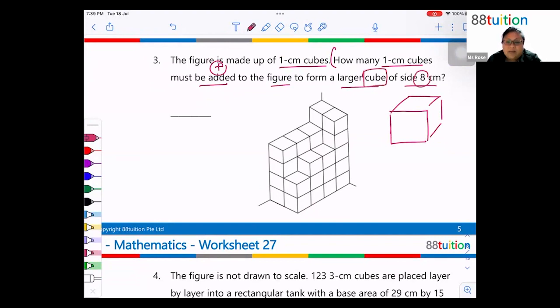You want to find out how you can make a larger cube of side 8 cm. Cube means all sides must be equal. So we're talking about 8, 8, 8. So if each side I have length 8, width 8, height 8, can I find the number of cubes that you need? What's the number of cubes needed? Ruby? How do you find the number of cubes needed? Nabil?